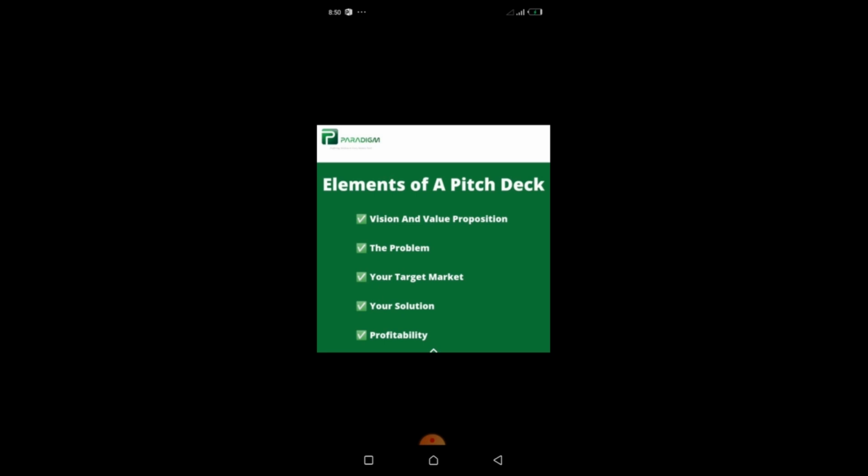Under profitability, you explain to the investors how your idea makes money, how you want to charge money for your idea, who pays for the idea. You explain a lot of things under profitability.